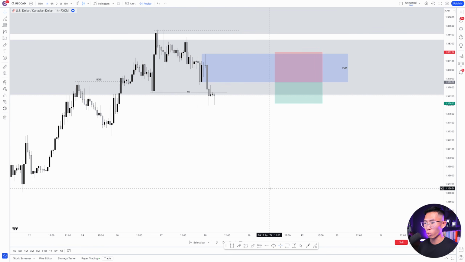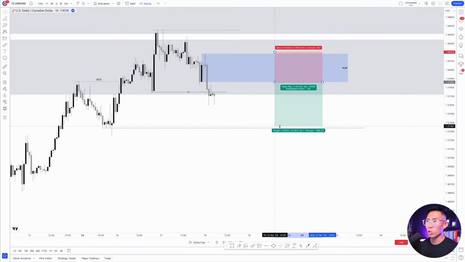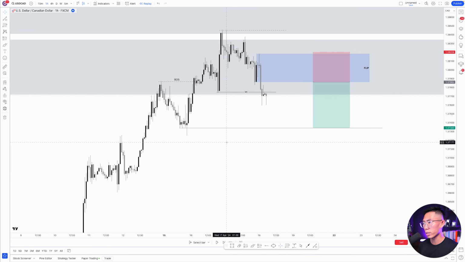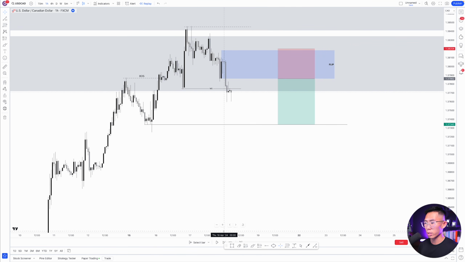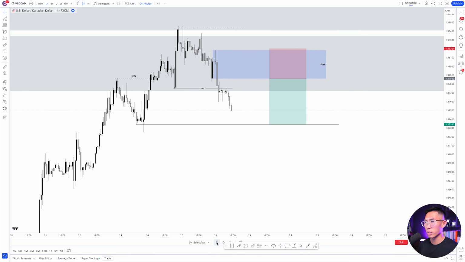And then my take profit will potentially be where's the next demand zone, right? Where's the next swing low? And this could potentially be the next swing low right there. So this would be a very easy trade setup right there. And you can see, let's just observe what price does, right?